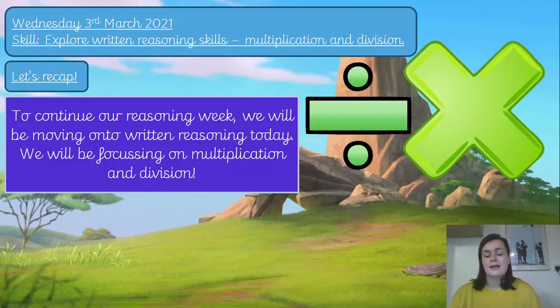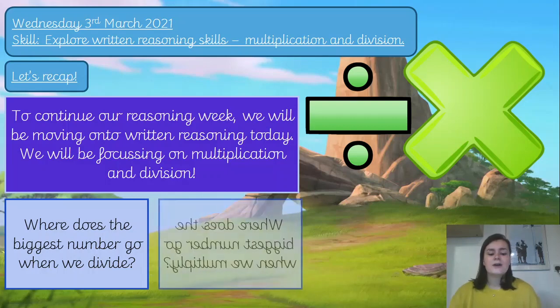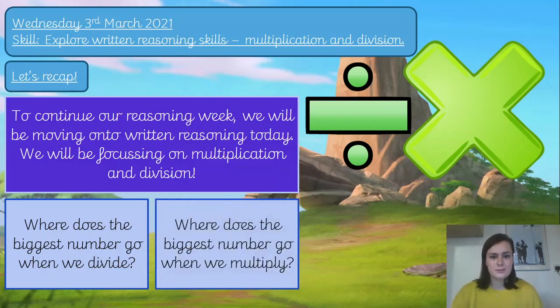Okay, so to continue our reasoning week, we will be moving on to written reasoning today. So as I'm sure you've probably realised by now, we will be focusing on multiplication and division today. So where does the biggest number go when we divide? And where does the biggest number go when we multiply? We briefly touched on this yesterday with addition and subtraction. So pause the video and see if you can remember the rule. Where does the biggest number go when we're dividing? And where does it go when we're multiplying? Off you go.